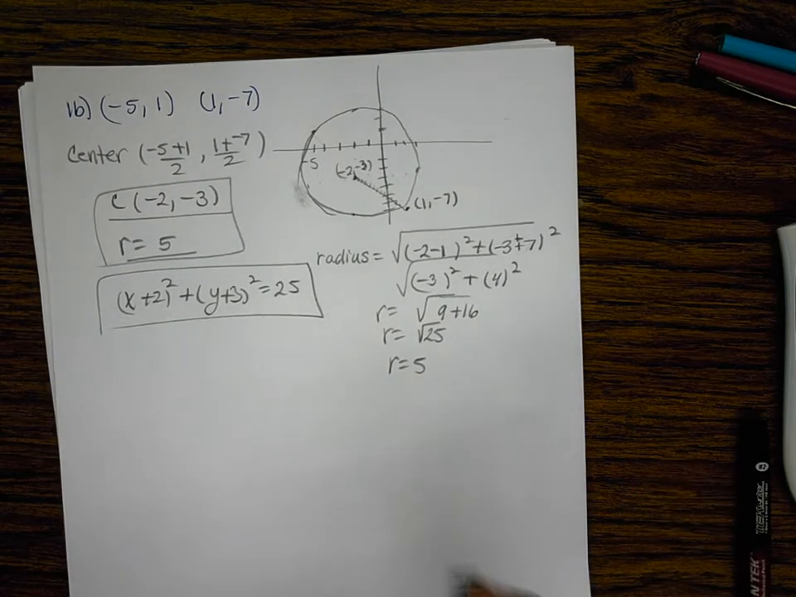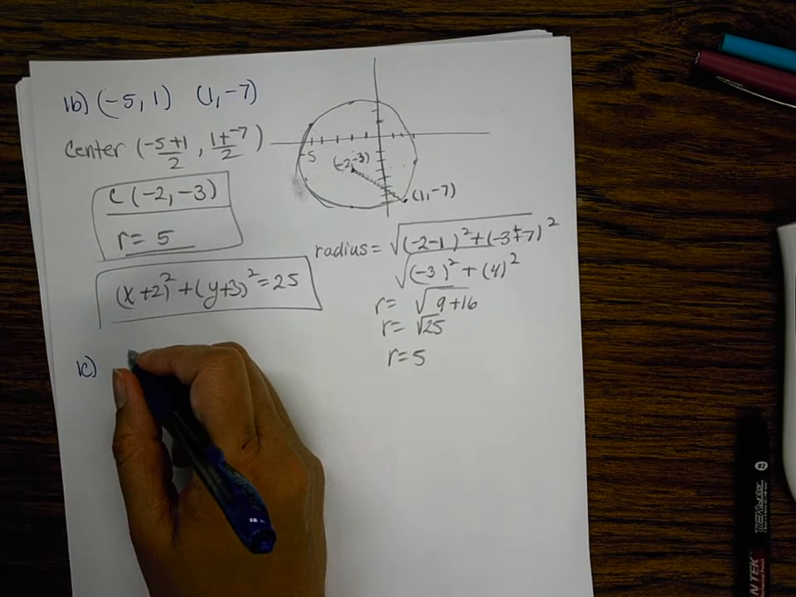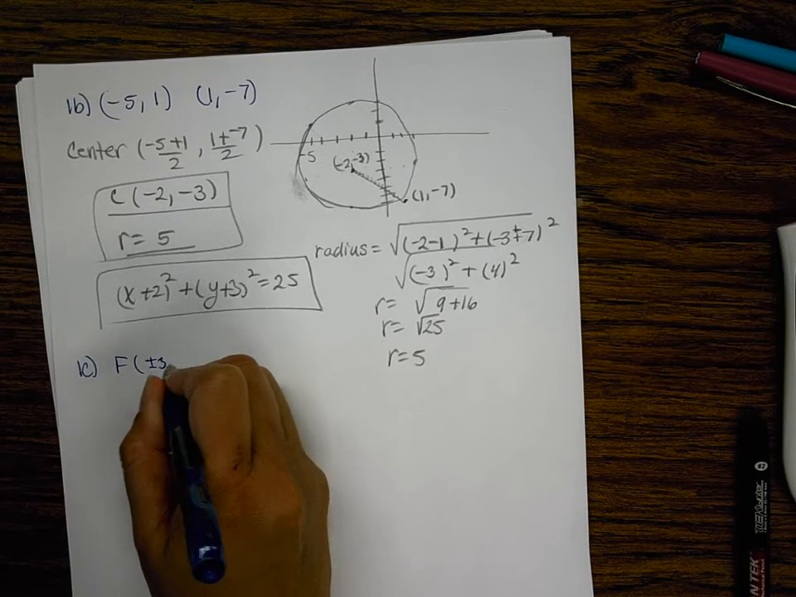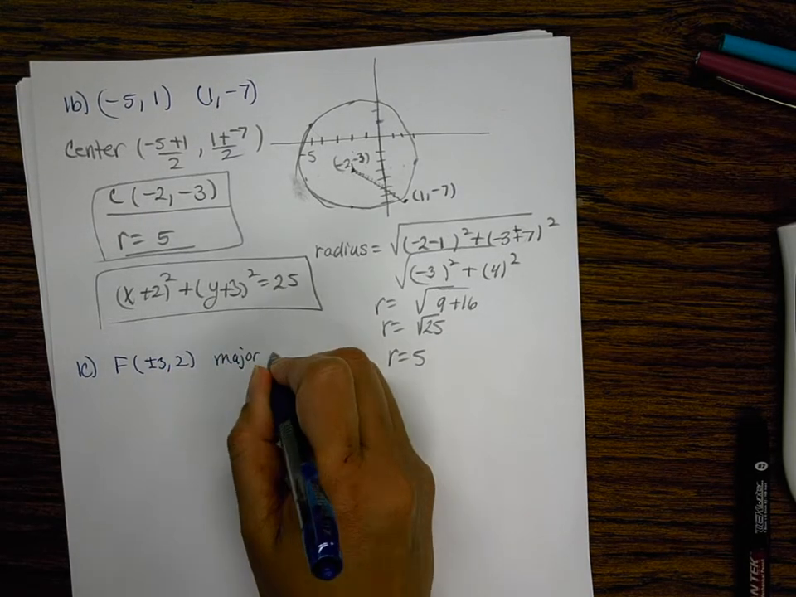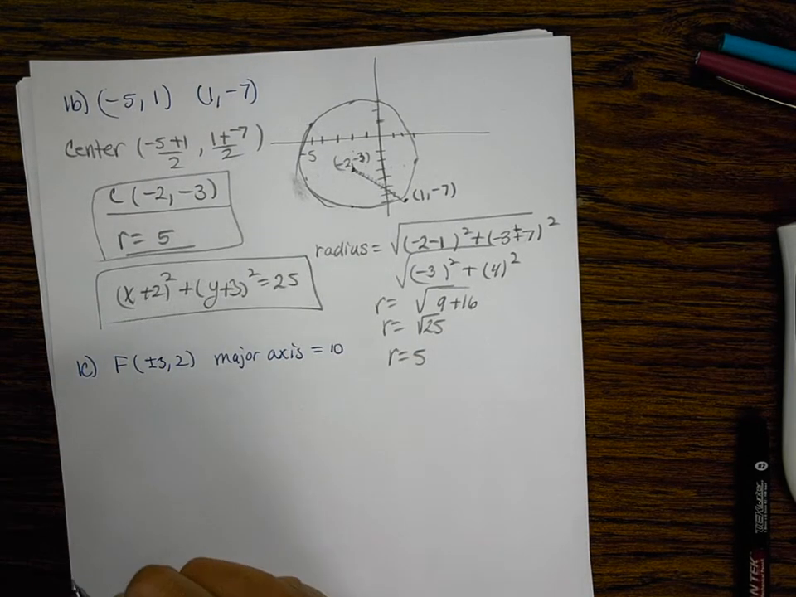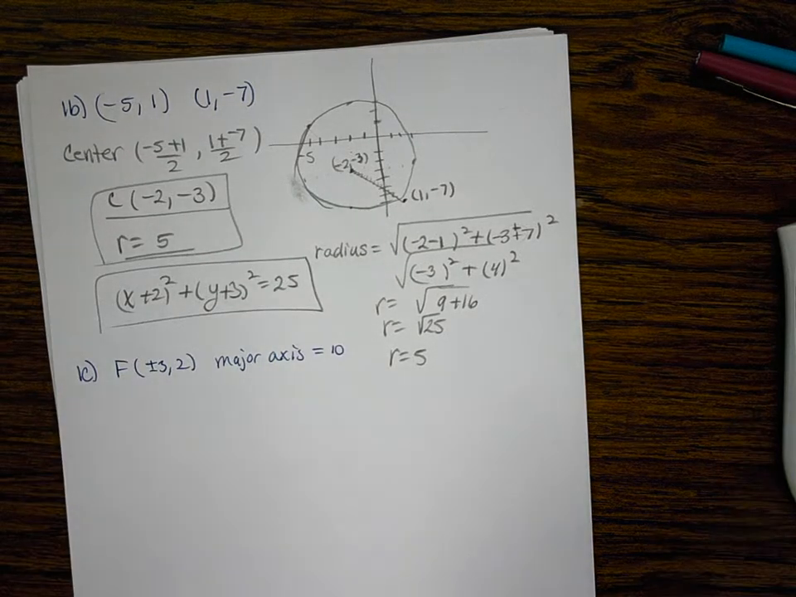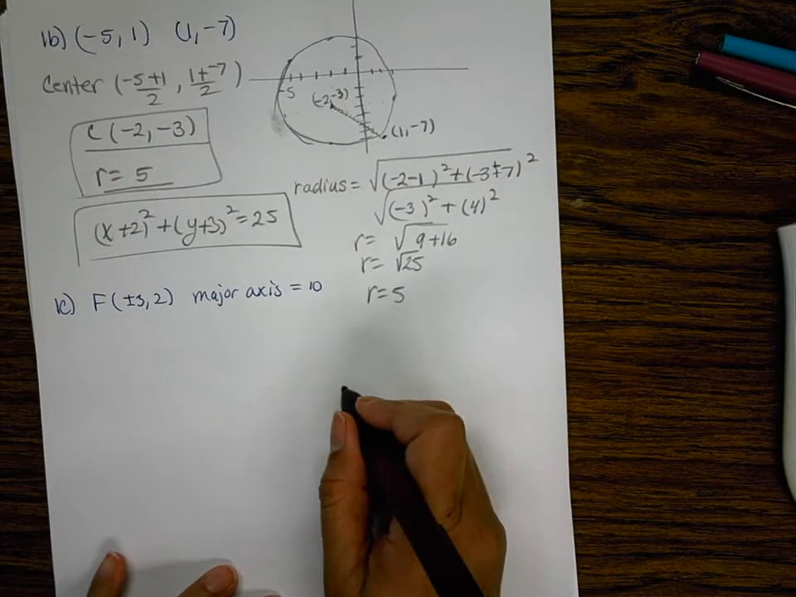All right, 1C gives us the foci plus or minus 3, 2. The length of the major axis is 10, and that is all the information given. Okay, so let's go ahead and sketch the given information.